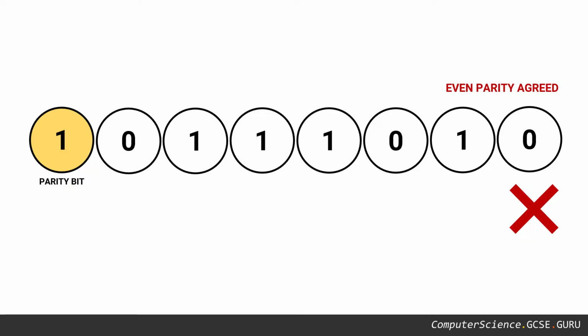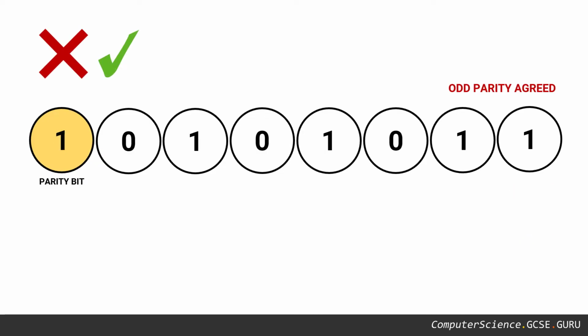In this example, the two machines have agreed an even parity rule, but as you can see, there's actually an odd number of 1s. There's 5 1s in the data, that's certainly not even, so this data can't be trusted. Something has happened during transmission, it will need to be resent. And again, in this example, the machines have agreed an odd rule, but there's actually an even number of zeros and an even number of 1s. So again, this data can't be right. Something must have happened.